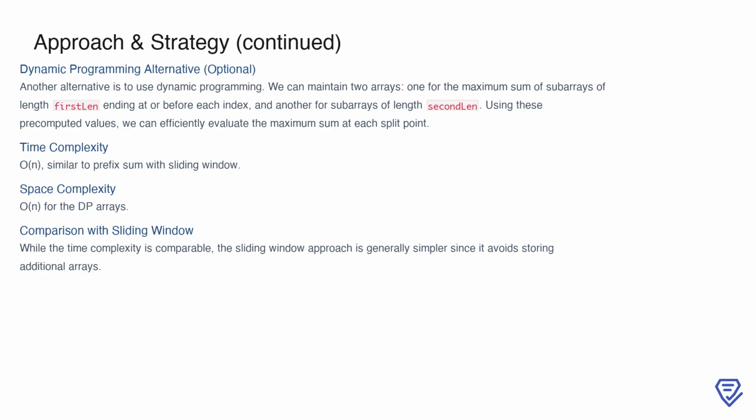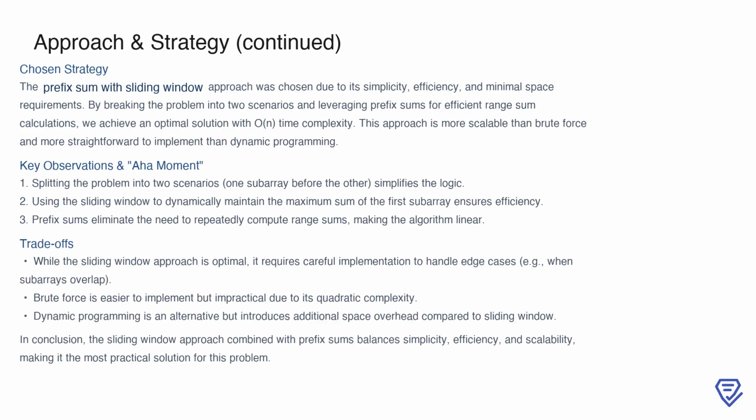Compared to the sliding window approach, dynamic programming offers similar efficiency but requires extra storage for the DP arrays. While effective, it is slightly more complex to implement and lacks the simplicity of the sliding window method, which avoids maintaining additional arrays. After evaluating various approaches, the prefix sum with sliding window technique was chosen as the optimal strategy. This method balances simplicity, efficiency, and minimal space requirements, making it well suited for solving the problem.